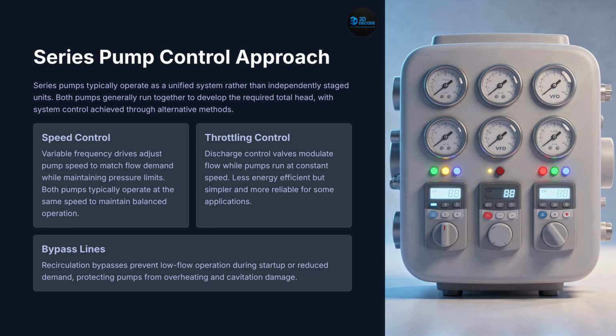Slide 10. Series control. In series systems, pumps usually operate together. Control is achieved using speed control, throttling valves, or bypass lines. Both pumps must work as a coordinated system.